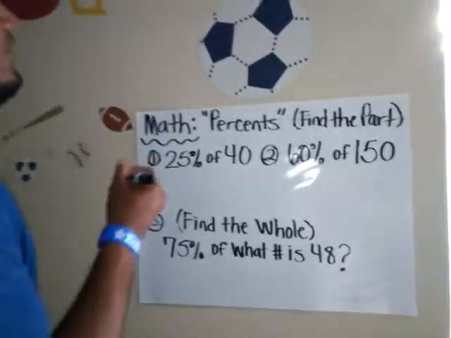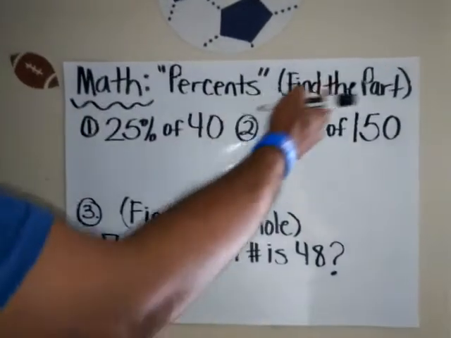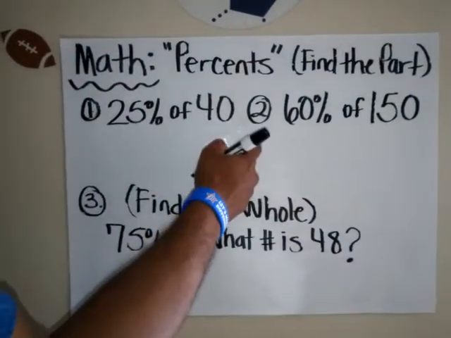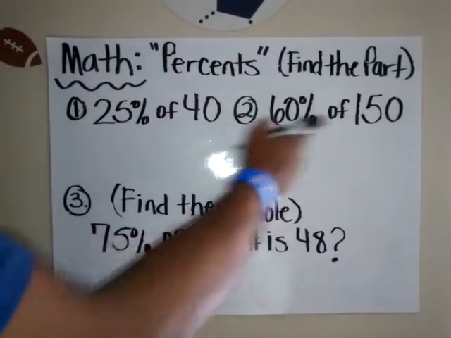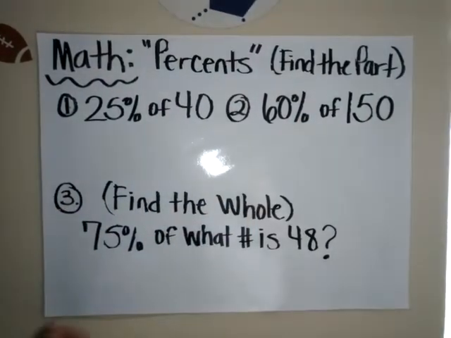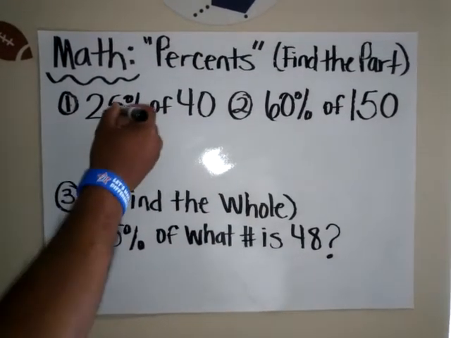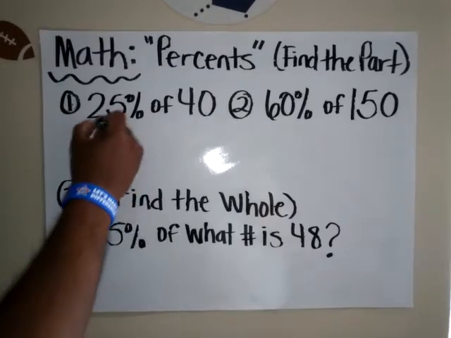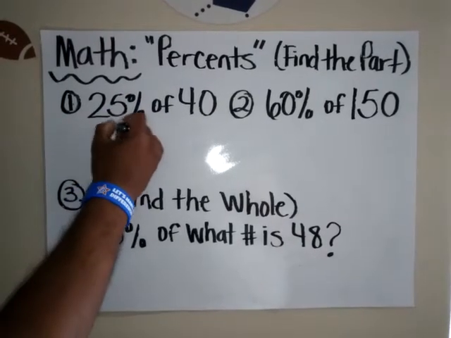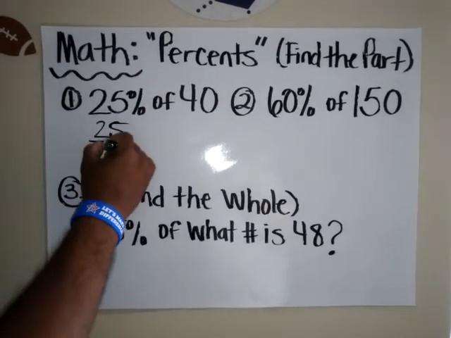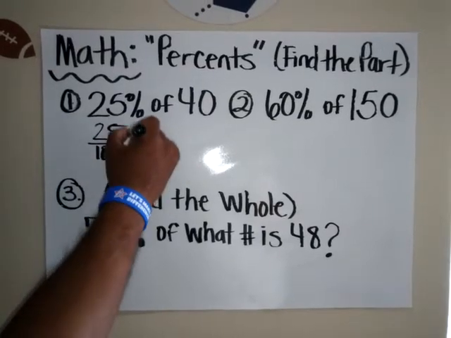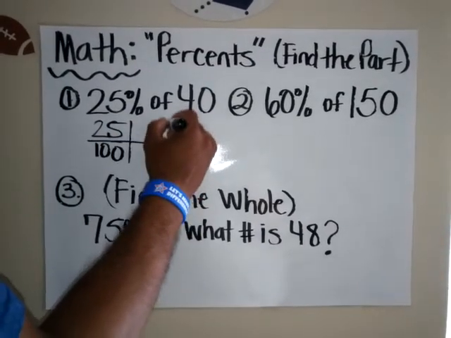First example we have here, find the part. We're finding the part for numbers 1 and 2. So this is our whole, this is our whole. So our whole will be, again, our denominator. So let's continue to use ratio tables. I'm going to set this up, 25 over 100, because the percents are out of 100. Keep my ratio table going.